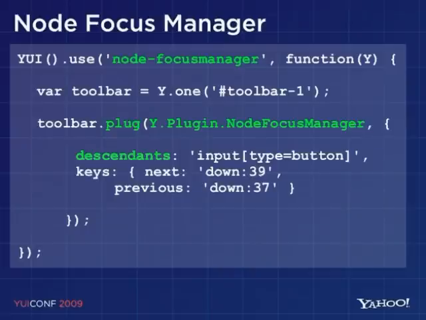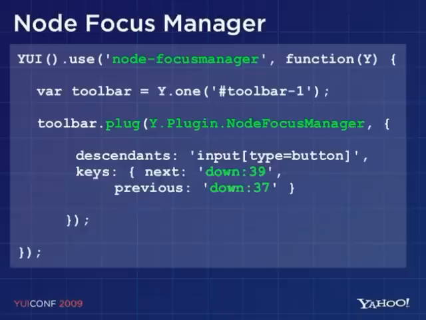And then the second configuration property for the Node Focus Manager is going to be this keys configuration property. And keys has 2 sub-attributes, next and previous. And these attributes essentially allow you to specify which keys you want to use to navigate to the next and previous focusable descendant of this node. And both of these attributes take the key event syntax that we were talking about earlier in the talk. So in this case, I want to be able to move to the next button by pressing the right arrow, and I want to move to the previous button in this toolbar by pressing the left arrow. And so that's the key syntax for doing that.